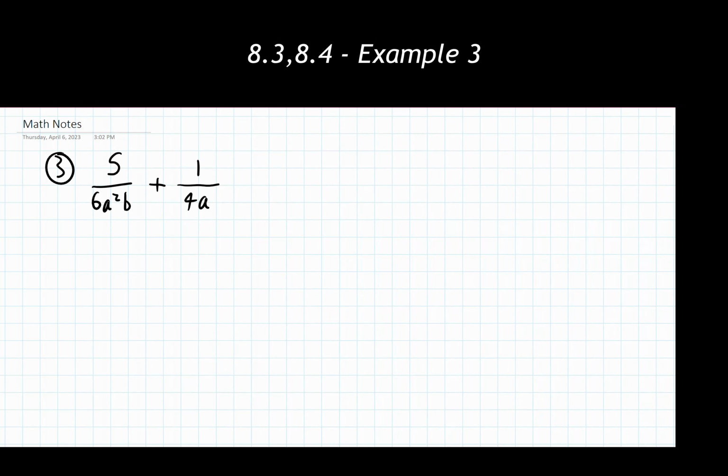Moving on to example 3, we are starting with 5 over 6a squared b plus 1 over 4a. So I have different denominators here, so I'm going to be using the second process, that 1 through 6 process. Our first step says to fully factor the denominator of all rational expressions. The denominators are monomials. There's only one term down there. So I cannot actually factor these denominators at all. They're just going to have to stay exactly as they are, and that's okay.